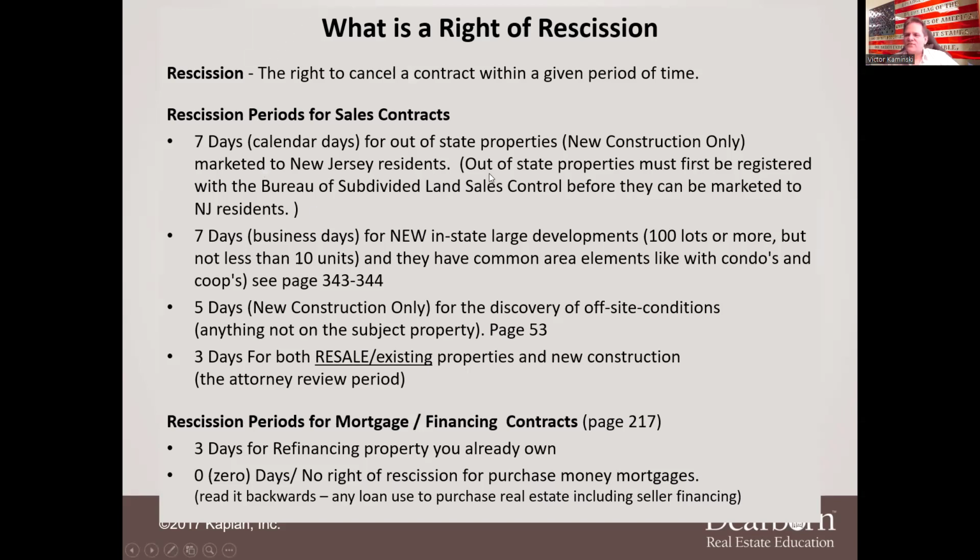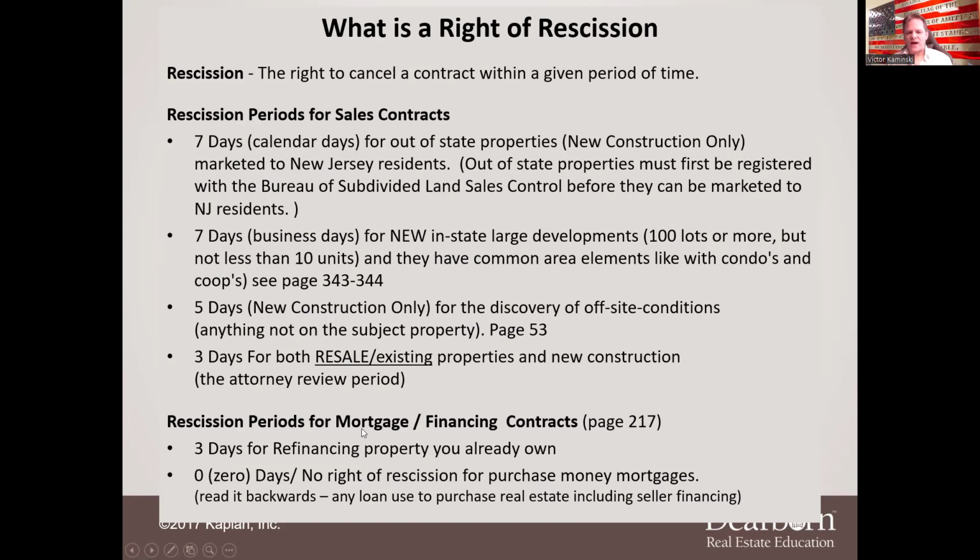The 7-day right of rescission for new construction for out-of-state properties, for large subdivisions, or maybe those timeshares. You got a 7-day right of rescission for new construction for large in-state subdivisions or those with common area elements. 5-day right of rescission for new construction for the discovery of off-site conditions not on the property.